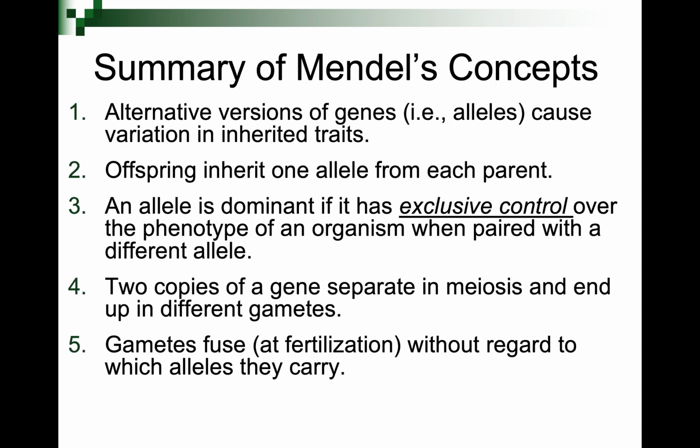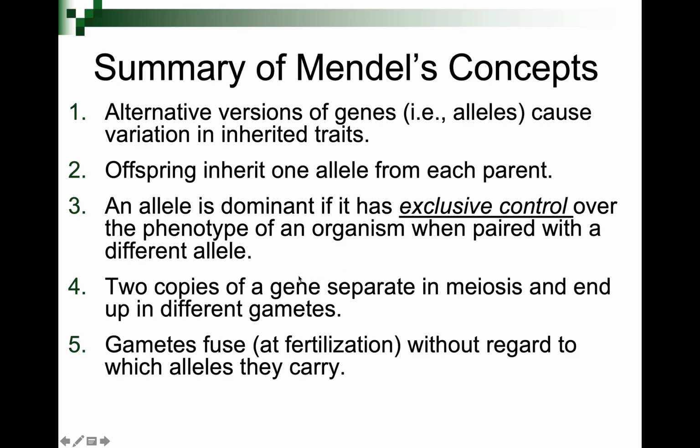Okay, so here's a summary of Mendel's concepts. You have these alternative versions of genes. These are called alleles, and they cause variation in inherited traits. Offspring inherit one allele from each parent. An allele is dominant if it has exclusive control, meaning that if it's present, whatever that trait is going to be shown. So in our P example that we were just looking at, purple is dominant because whether it's homozygous or heterozygous, the plant is purple. So it has exclusive control over what we call the phenotype.